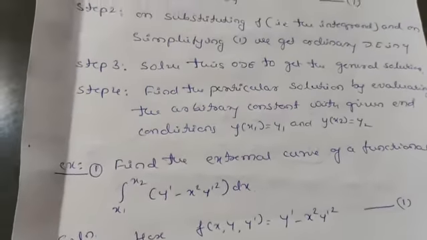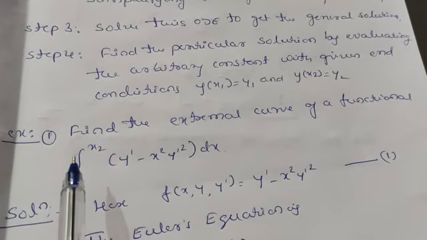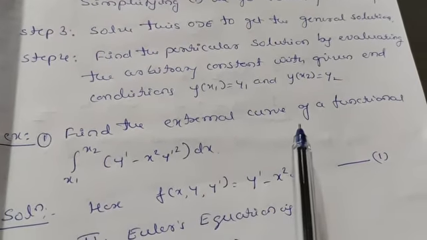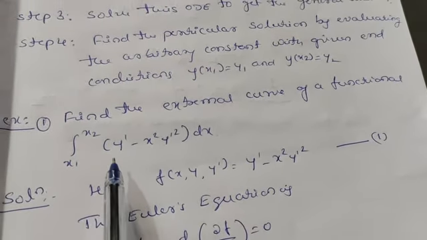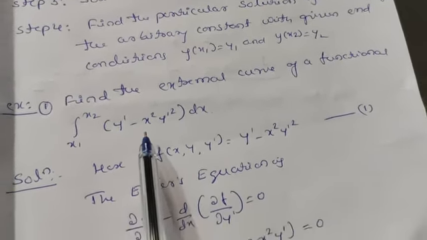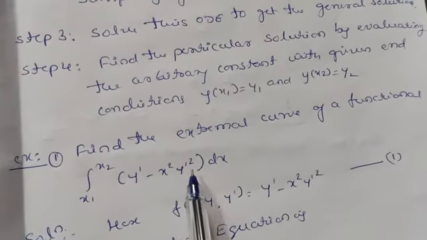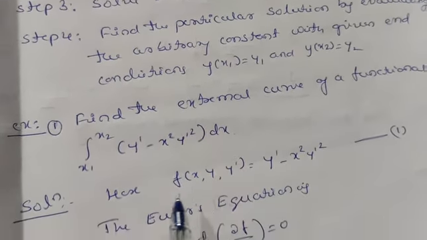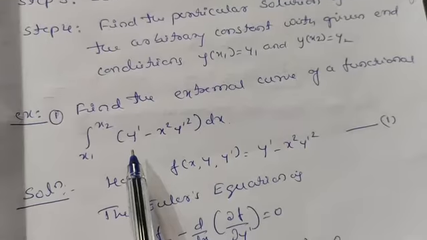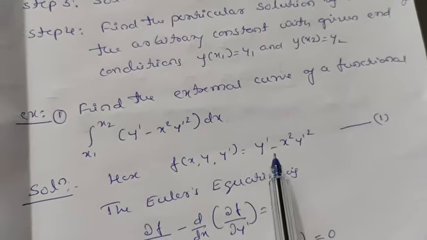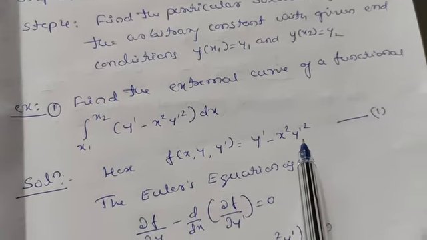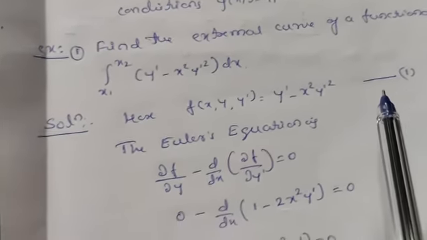Let us take one example here. Find the extremal curve of a functional integration from x1 to x2 of (y' − x²y'²) dx. Here this is f. Let us take f(x, y, y') = y' − x²y'². Take this one as equation number 1.